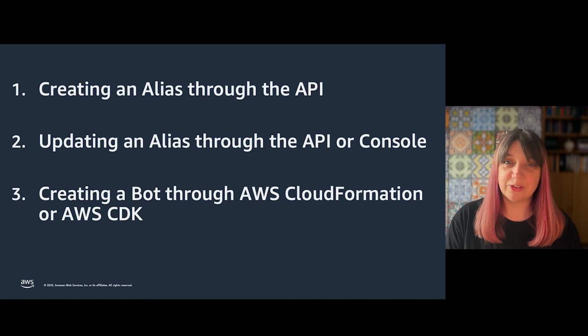Firstly, creating an alias through the API. Secondly, updating an alias through the API or console. And thirdly, creating a bot through CloudFormation or CDK. Now you're good to go and ready to use your code hooks.